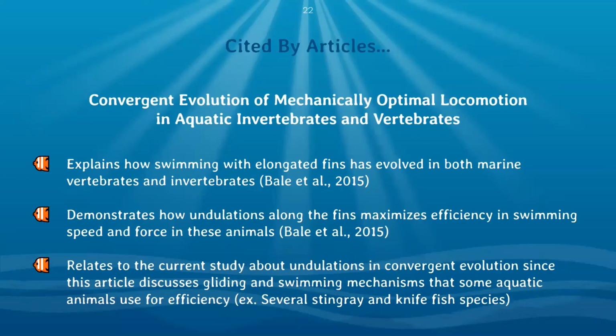One article that cited our chosen one is called Convergent Evolution of Mechanically Optimal Locomotion in Aquatic Invertebrates and Vertebrates, which talks about how swimming with elongated fins has evolved in both aquatic vertebrates and invertebrates, as well as demonstrates how undulations along the fins maximize efficiency and swimming speed and force in these animals. This is definitely related to our chosen study since it specifically looks at some aquatic species that have developed undulations along their fins to create efficient swimming.